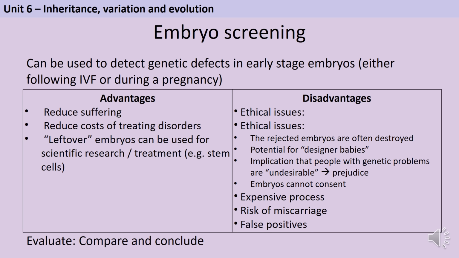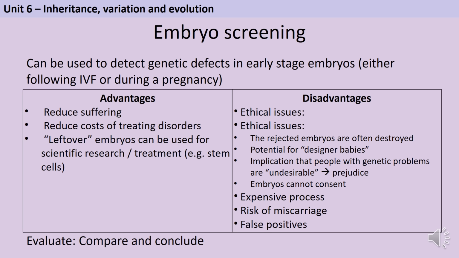Embryo screening is a technique used by doctors with prospective parents who are worried that their baby is going to have a particular genetic disease that runs in their family. It can be used at a very early stage of pregnancy, often when the embryo is actually formed in a petri dish from IVF, to see whether that embryo has this particular genetic disorder that they're worried about.